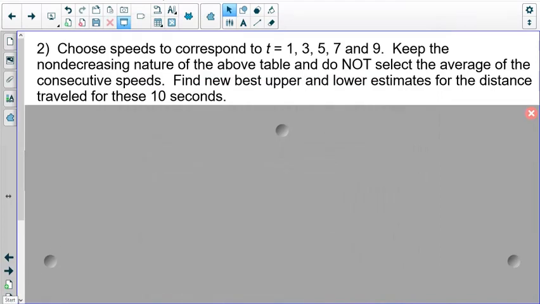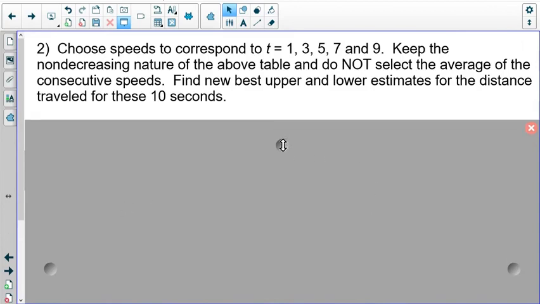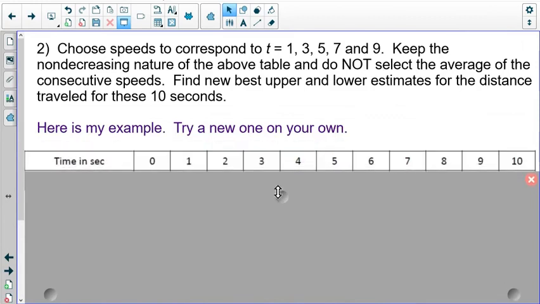Okay, here's number 2 for us now. So we're going to fill in some additional values into this table here. Instead of just giving times of 0, 2, 4, and 6, now we're going to fill in some times in the middle, but you're going to make up the times. So you're going to put your own values, or I'm going to do it my way, and then you can choose to do it your own way separately if you'd like. The main thing that we're going to make sure that we do is we keep the graph non-decreasing. We don't let the values go down in the middle, and don't select the average.